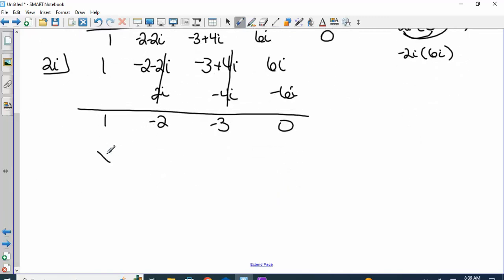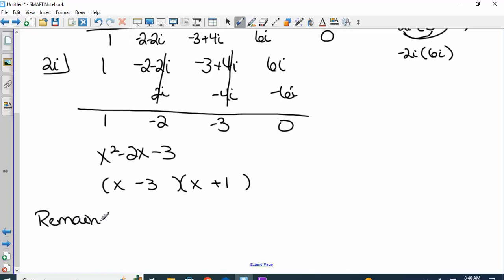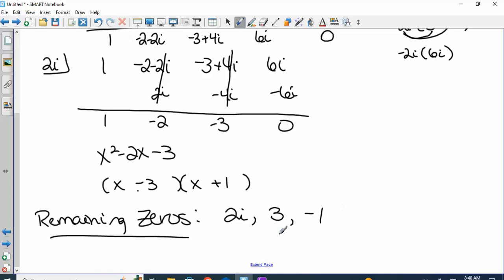So I'm left with x squared minus 2x minus 3. We can do the easy method. Multiply to negative 3 and add to negative 2. So my question was the remaining zeros. I gave you negative 2i. You give me the rest. So we had positive 2i, positive 3, and negative 1.